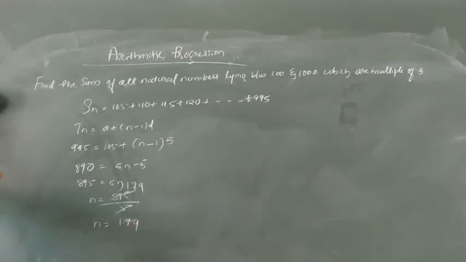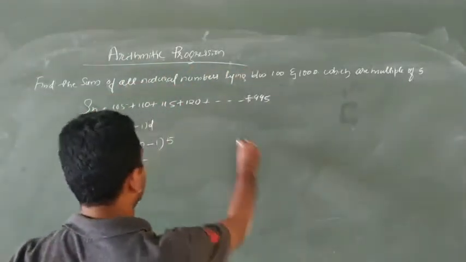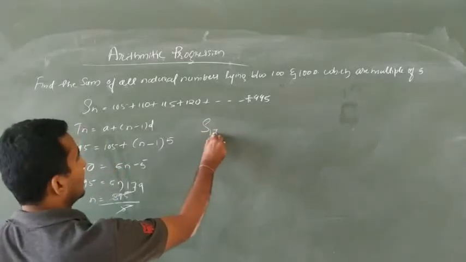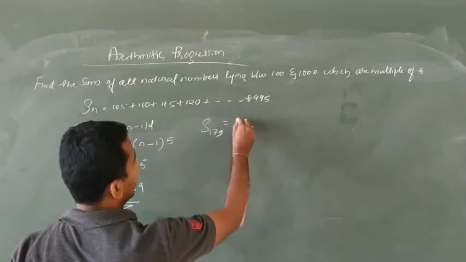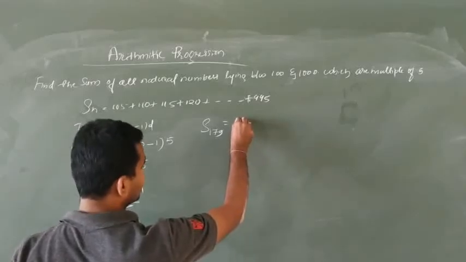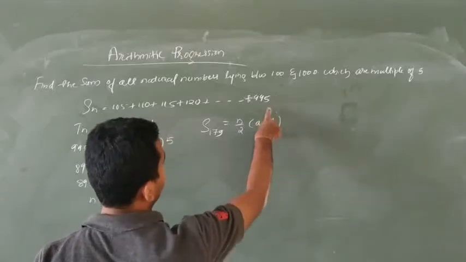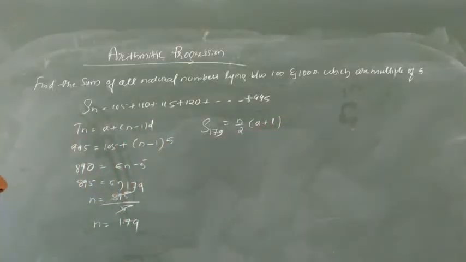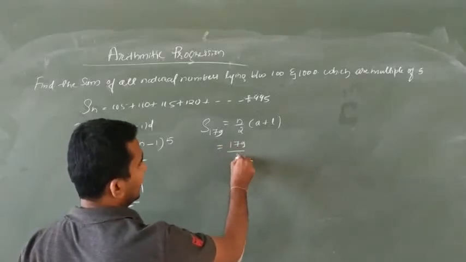179 terms are present from 105 to 995. So we have to find out the sum of 179 terms. That is nothing but, directly I can take it as n by 2 times (A plus L), because I know the last element as well as the first element, and I also know n, how many elements, that is 179, divided by 2.